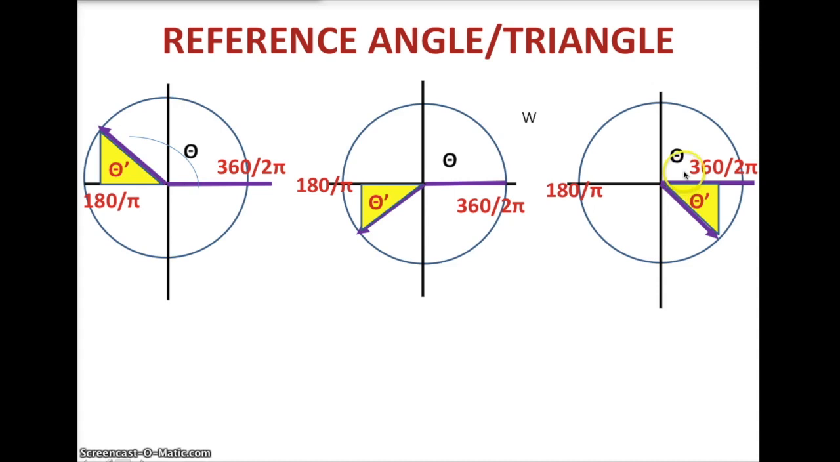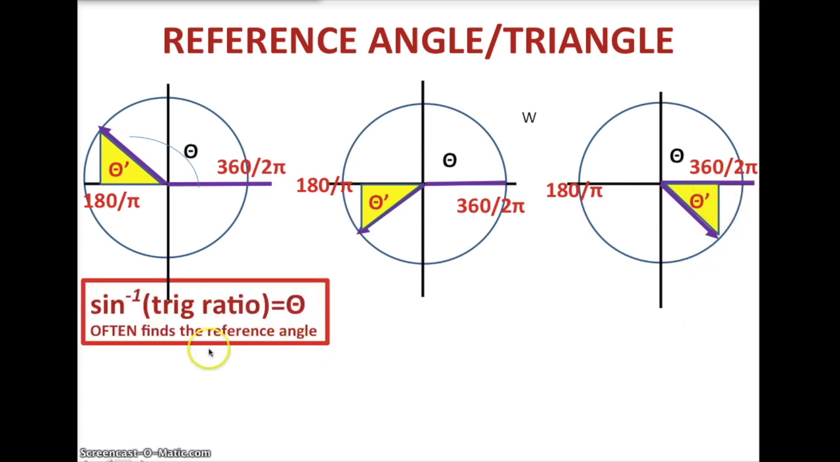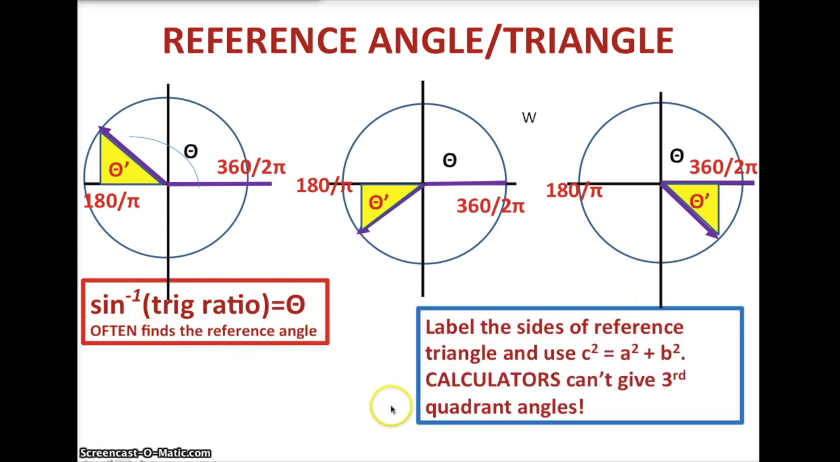And then here's an example of the reference angle or the reference triangle. Even though this is a very large angle around to here, the actual reference triangle is right here with respect to the 360 degree axis. So we need to know this because with sine inverse, we're going to have the sine inverse of the trig ratio equals the angle. We're going to be looking these up on the calculator and having to correct them somewhat from the calculator. Often this will give you the reference angle if it's in the right quadrant.